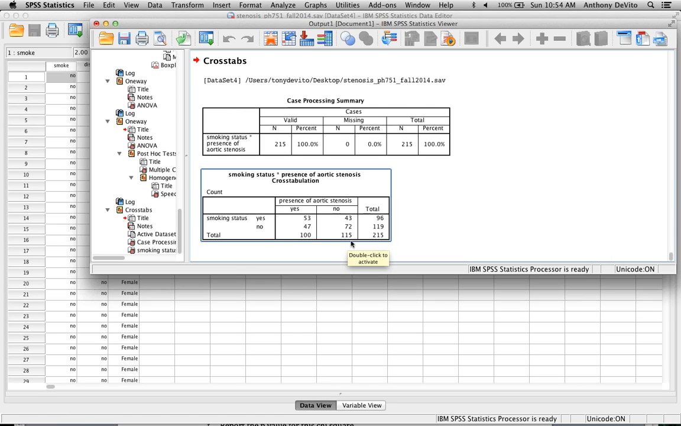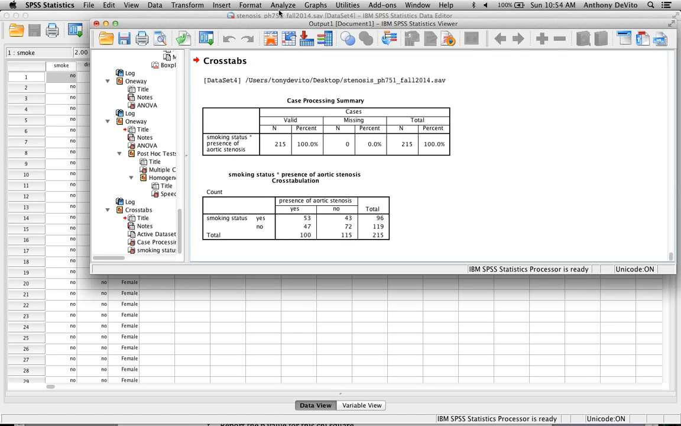Obviously, maybe it's an elderly population, maybe it's a population of patients that are already in a hospital for other reasons, and so on and so forth, right? So, because of a pretty high rate of stenosis here, right? So, at any rate, so now I have this organized in a way I can kind of examine it.